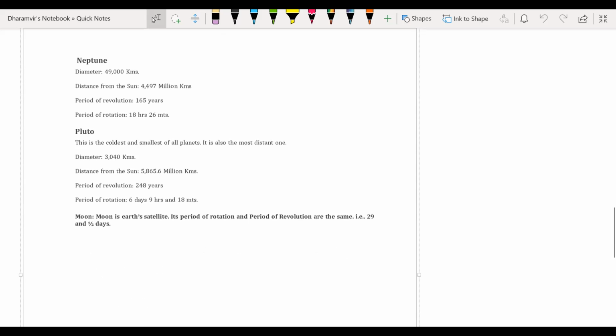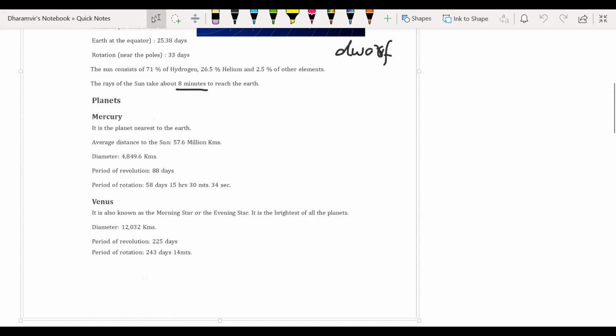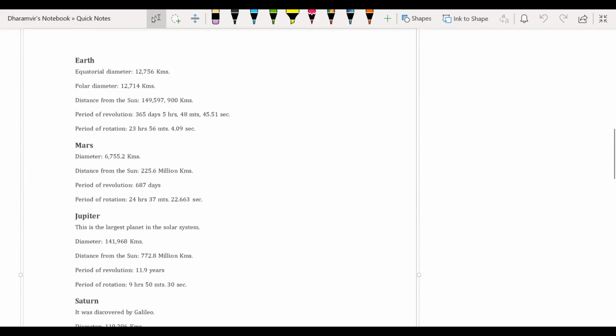Jupiter is the largest planet in the solar system. Its diameter is 141,968 kilometers. Distance from the sun is 772.8 million kilometers. Period of revolution is 11.9 years, and period of rotation is 9 hours 50 minutes 30 seconds. It means it is very fast around its axis. Around its axis, it takes only 9 hours 50 minutes 30 seconds. But around the sun, it takes 11.9 years to complete one circle.